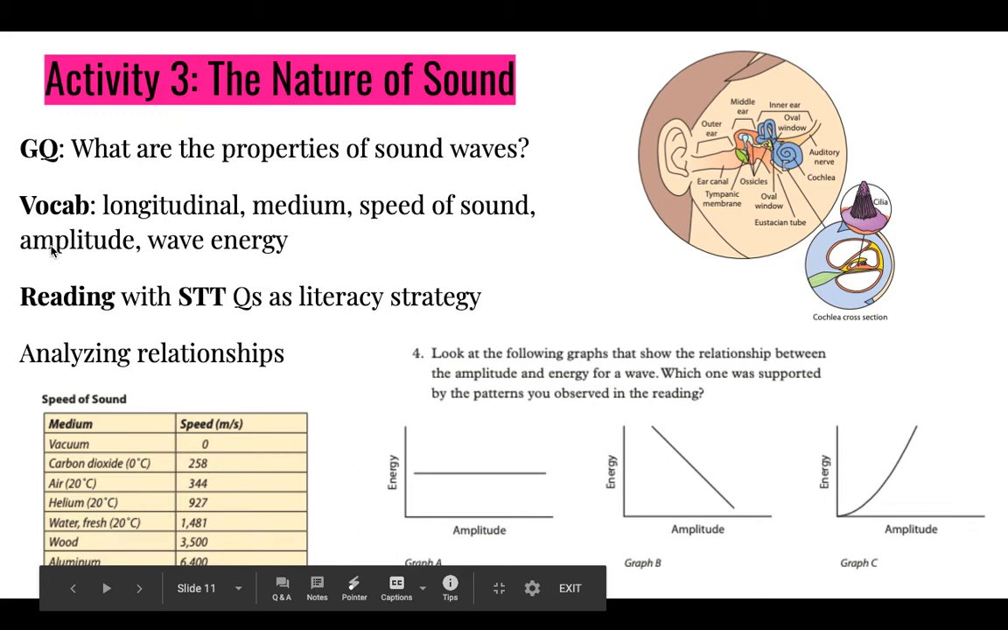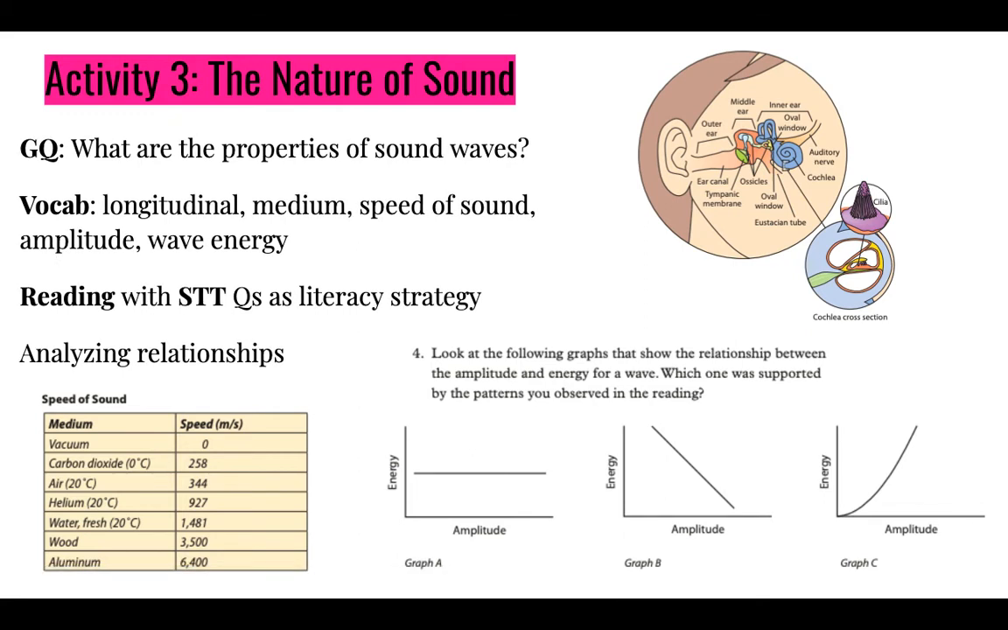Amplitude is the loudness of the sound wave. It also is from the equilibrium to the crest, or with compression waves, it's the thickness of the compression. So we talked a little bit about that. And of course, wave energy. What's the relationship of wave energy? This was a reading, and we were analyzing relationships. And you can go ahead and skim. This had stopping to thinks, and so I would check out the stopping to thinks and kind of skim through that. With these following graphs, remember we were looking at the relationships between energy and amplitude.